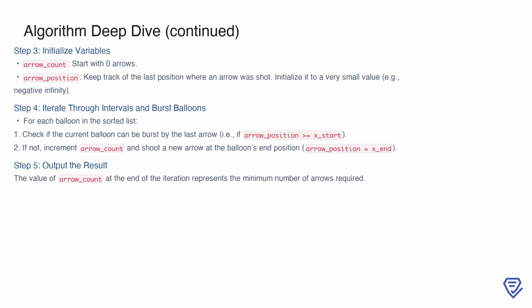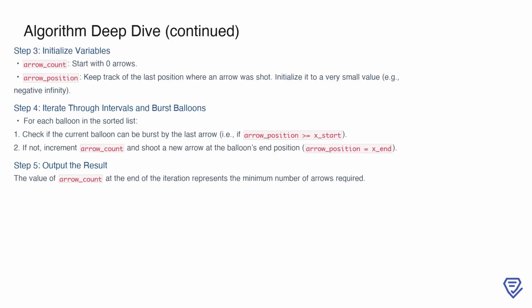Once the intervals are sorted by their ending positions, we proceed with the main algorithm. First, we initialize 2 variables, arrow_count to track the number of arrows used, starting at 0, and arrow_position to keep track of the last position where an arrow was shot, initialized to a very small value like -infinity. Then, we iterate through the sorted intervals.